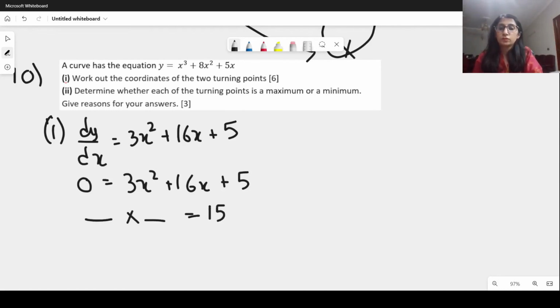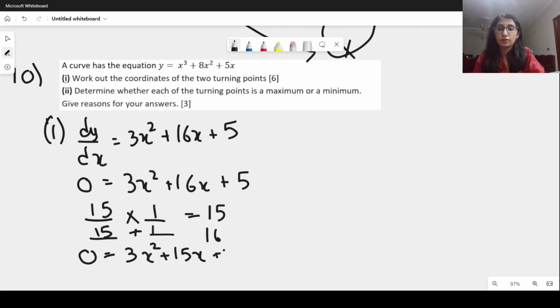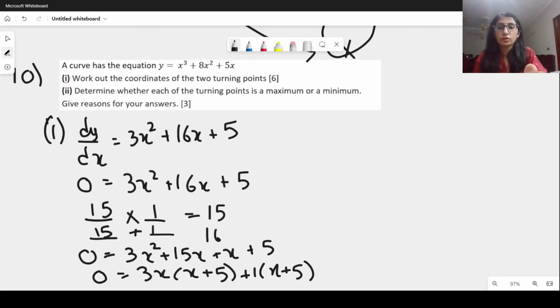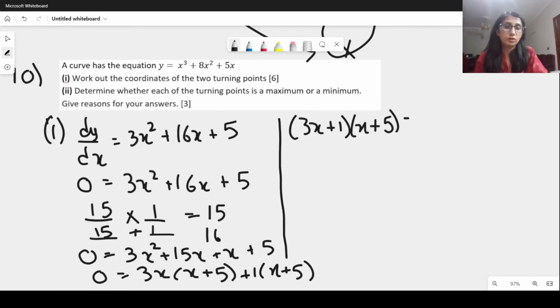The multiplication should get 15, the addition should give 16. So that's 15 times 1 and 15 plus 1. So these are the two factors. 0 equals 3x squared plus 15x plus x plus 5. So we can take 3x common: 3x times x plus 5, and then plus 1 common, x plus 5. So the factorized form is this, equal to 0. So the values of x are minus 1 over 3 or minus 5.